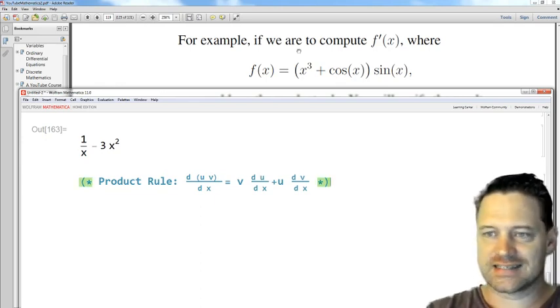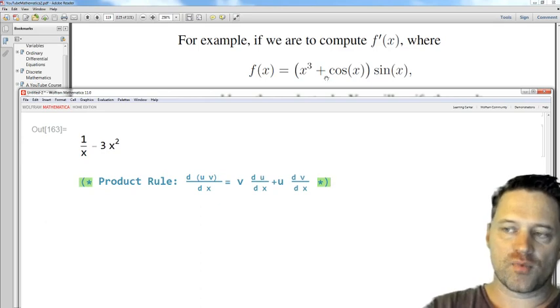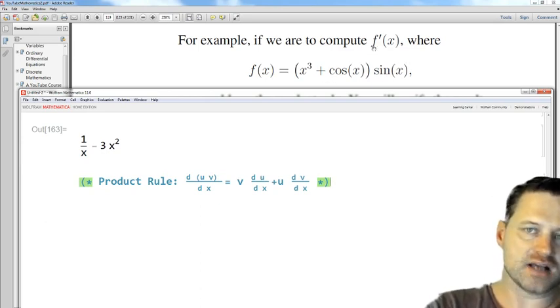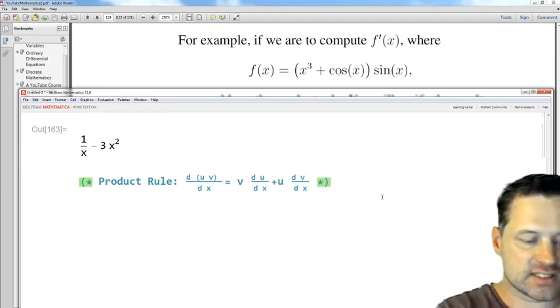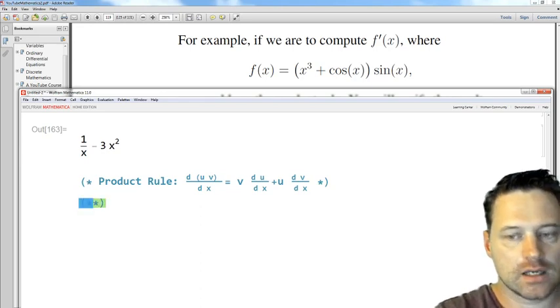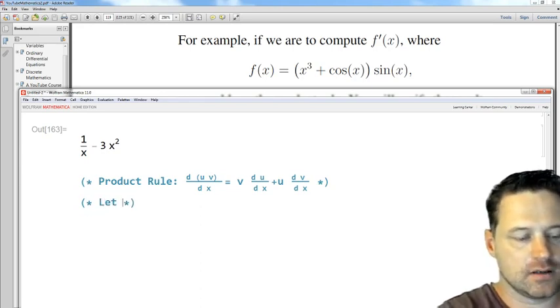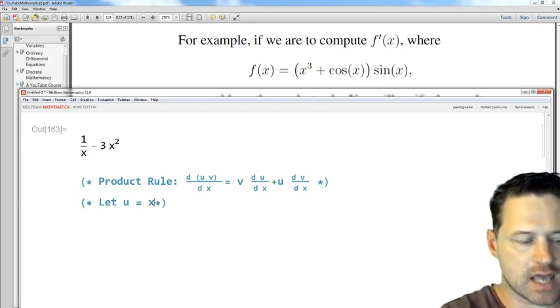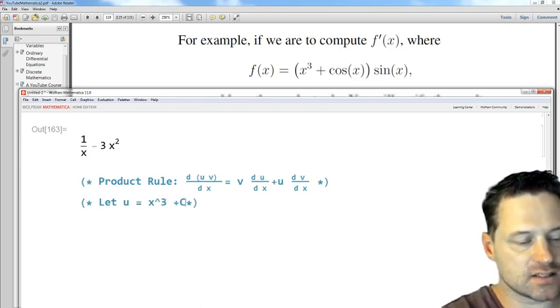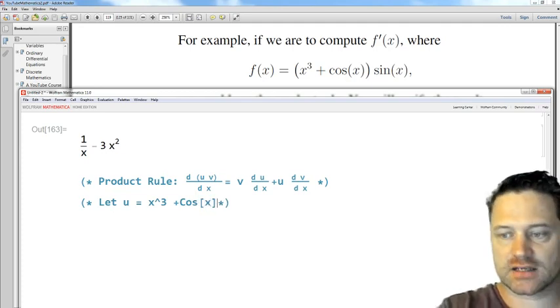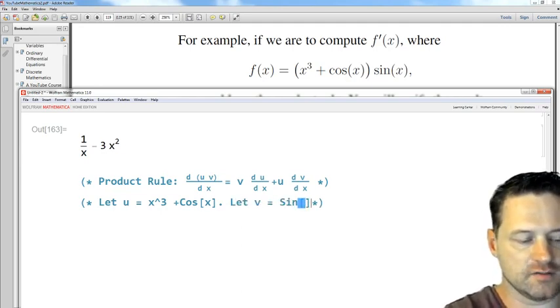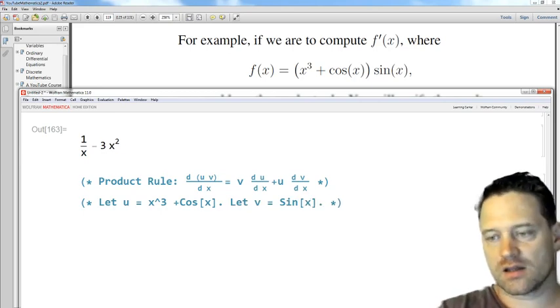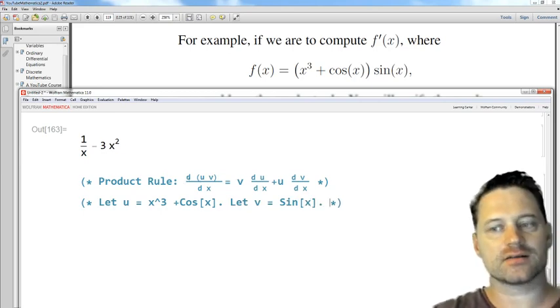Okay, now let's have a look at this example right here where we have a product of two things that we are asked to differentiate. Okay, so we would set out, we would say, let u be equal to x cubed plus cos of x, full stop. Let v be equal to sine of x. Okay, now that we've set those out, how would we do this by hand?